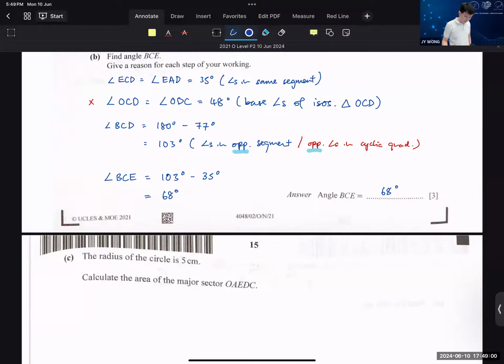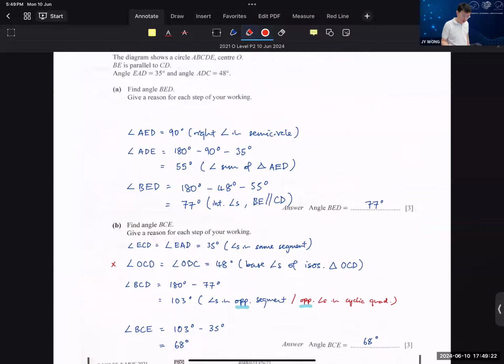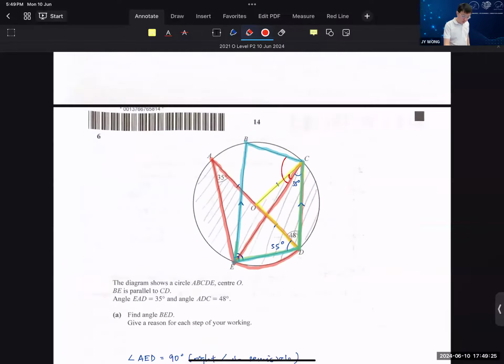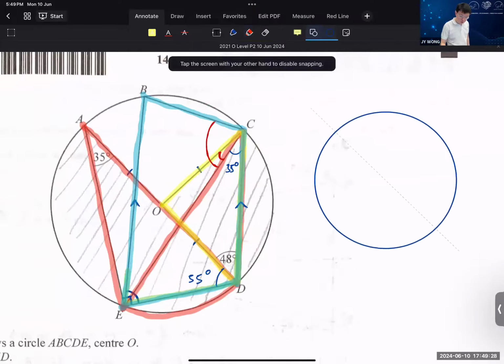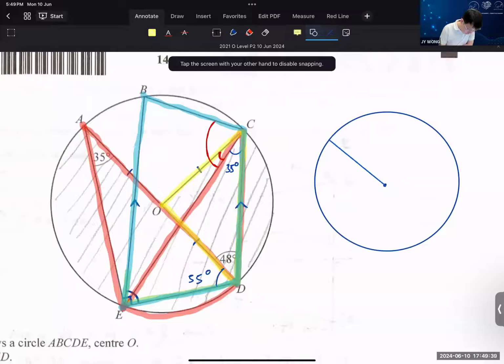Next. Radius of the circle is 5 cm. Calculate the area of the major sector, please. You must know what the major sector refers to. What is a minor sector? So I'm just going to draw a separate circle to illustrate the information. So I have a circle. I have the center of the circle. I draw any two lines from the center of the circle to the edge of the circle.